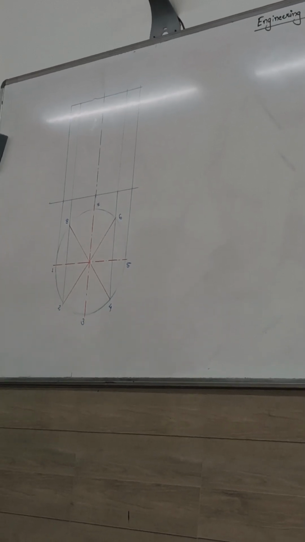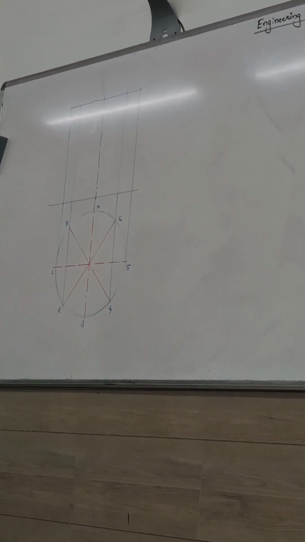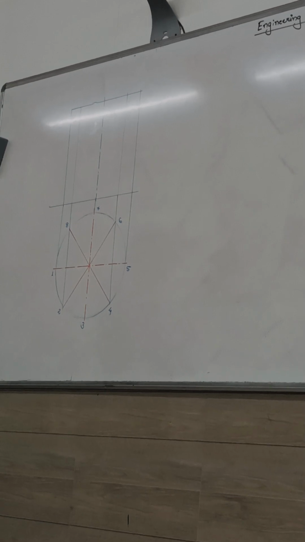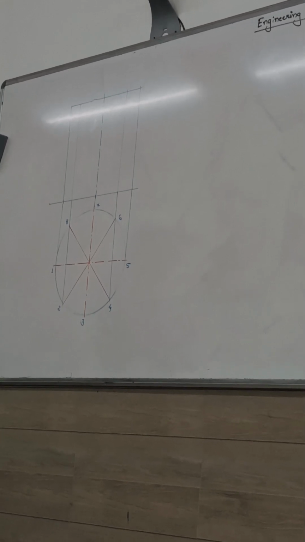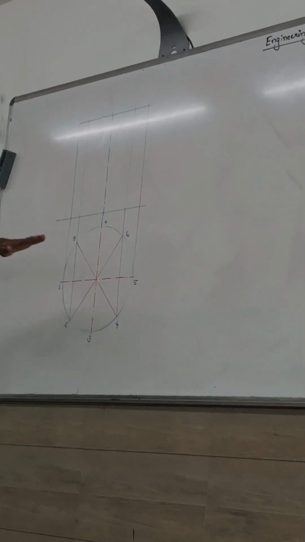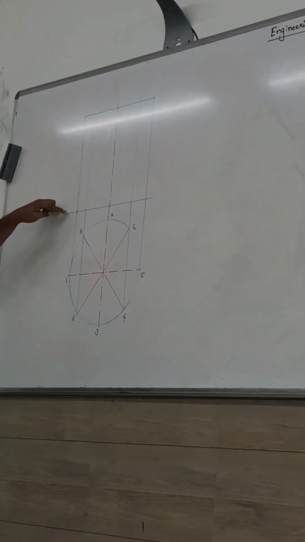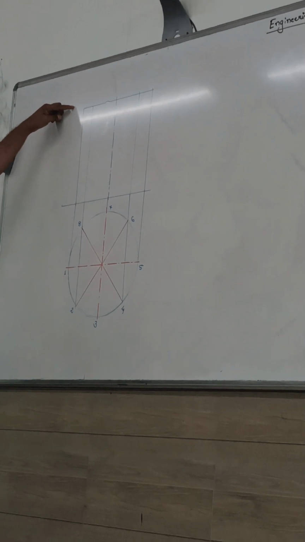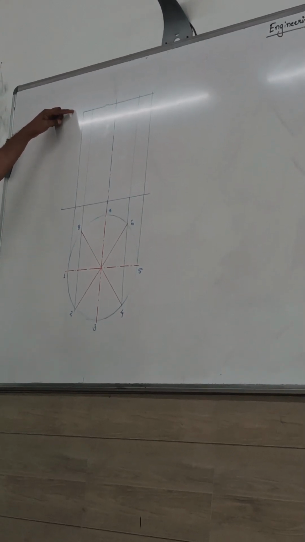यहाँ तक clear है? First, what we have done: draw a circle of given diameter, divide it into an equal number of parts. You can divide it into 12 or 8 equal parts, okay. Draw the front view. How much will be this distance? Pitch 60, right? 60 millimeter.